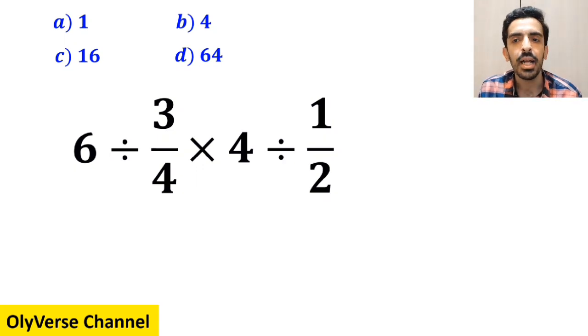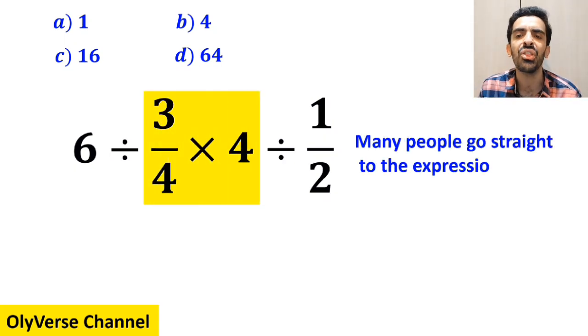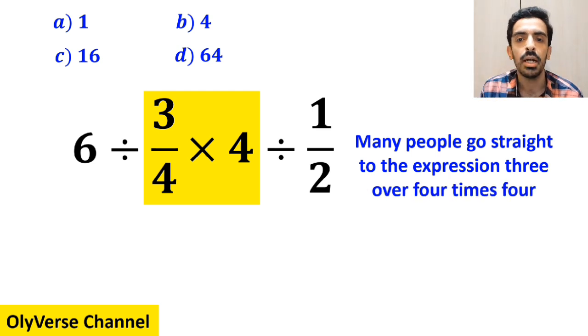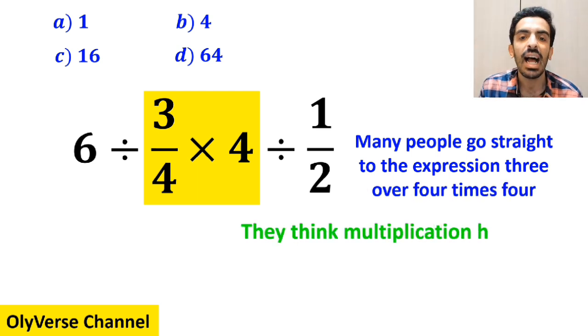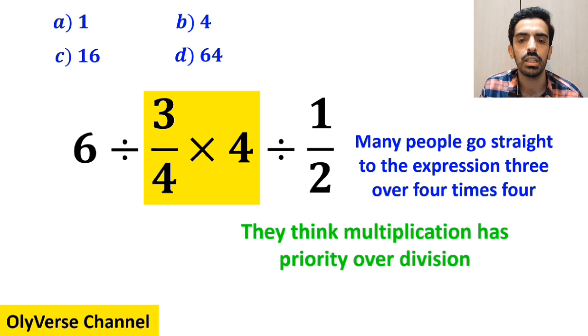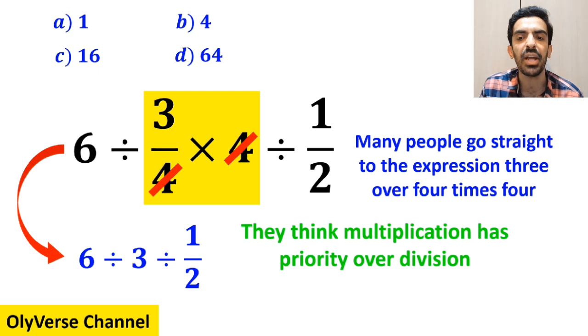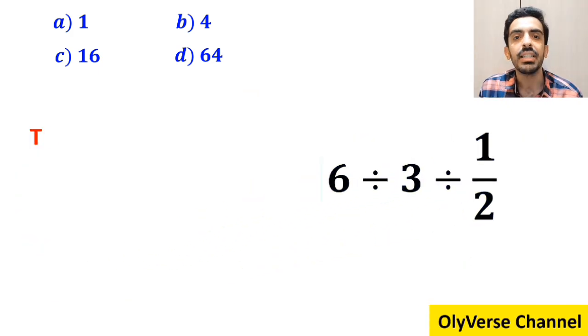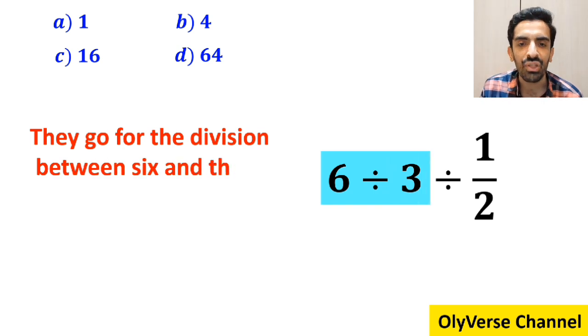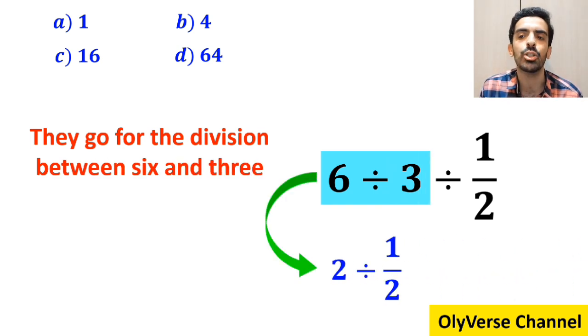In the first step, many people go straight to the expression 3/4 times 4 because they think multiplication has priority over division. And they tend to cancel out the 4's. So, this expression simplifies to 6 divided by 3 then divided by 1/2. And in the next step, they go for the division between 6 and 3 and write this expression as 2 divided by 1/2, which gives them the answer 4.